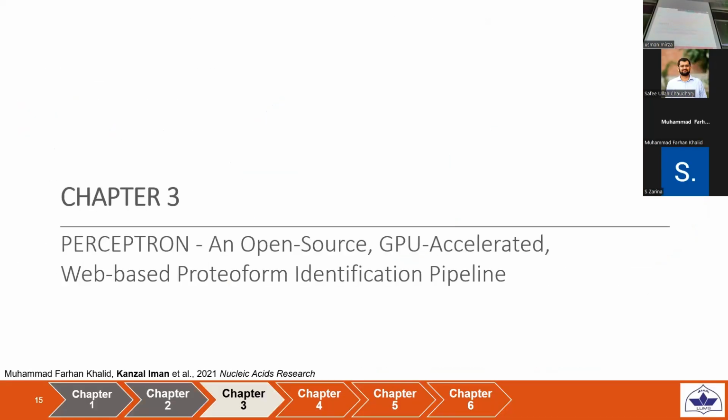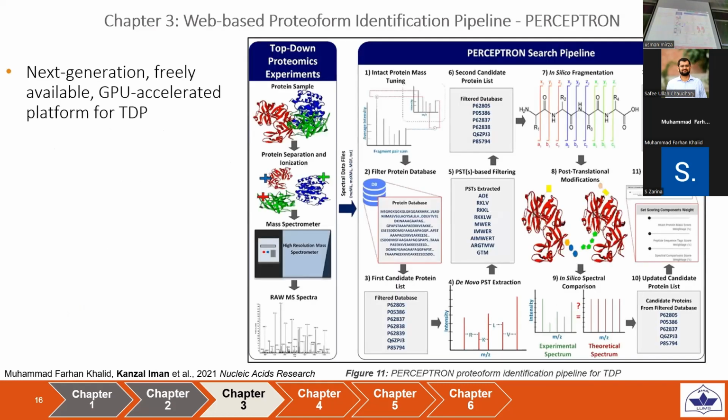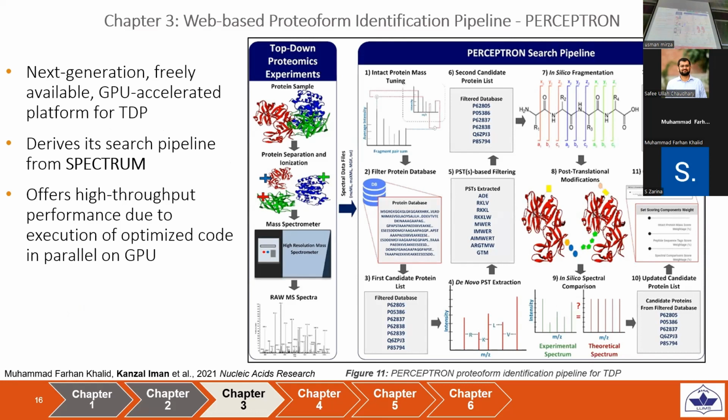So next, we have developed an open source GPU accelerated web-based proteoform identification pipeline, which is Perceptron. So Perceptron is the next generation freely available GPU acceleration platform for TDP. It derives its search pipeline from Spectrum and offers three main algorithms as that happens with Spectrum. It offers high throughput performance due to execution of optimized code in parallel on GPU, and it is available at perceptron.lums.edu.pk. So this figure here outlines the general workflow of Perceptron.